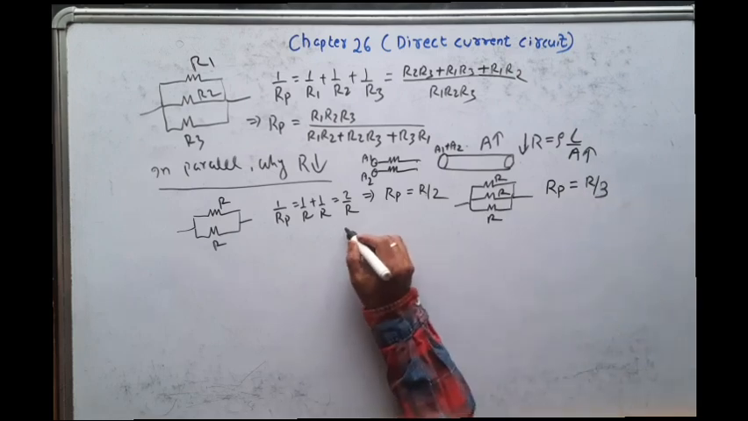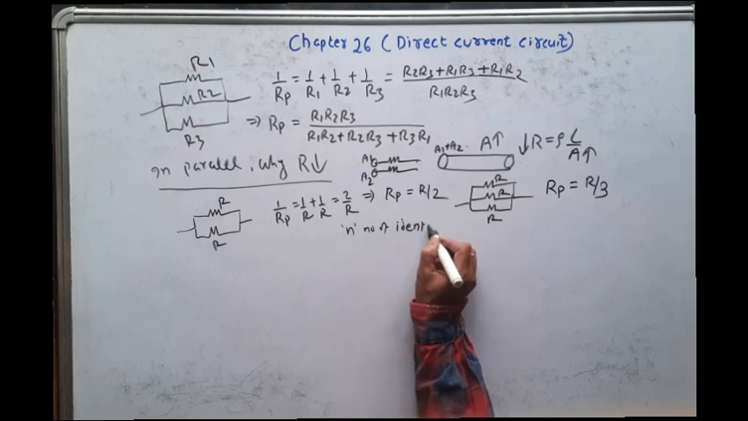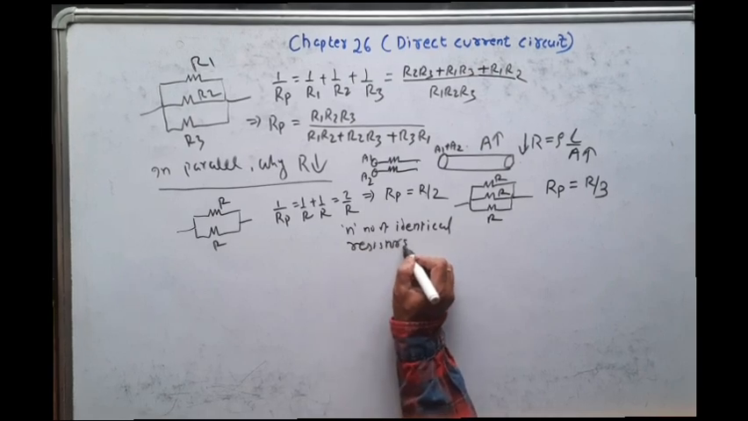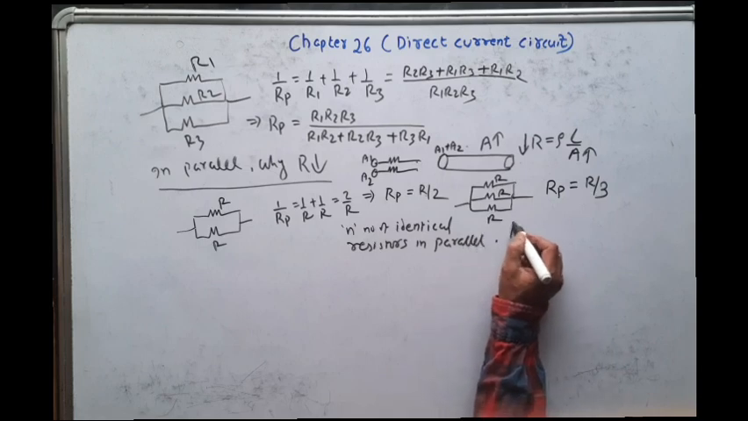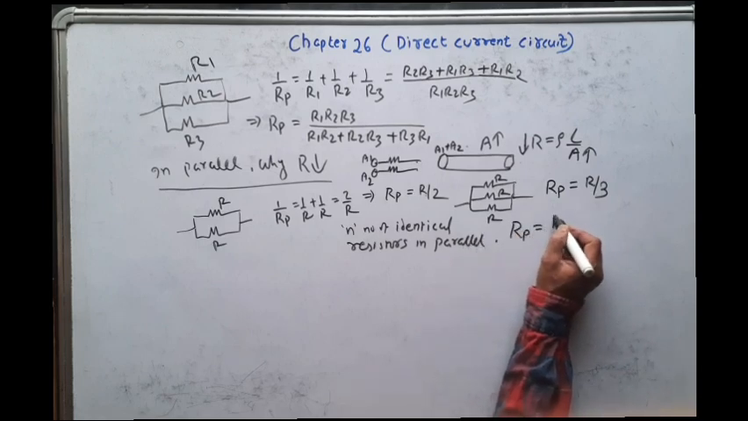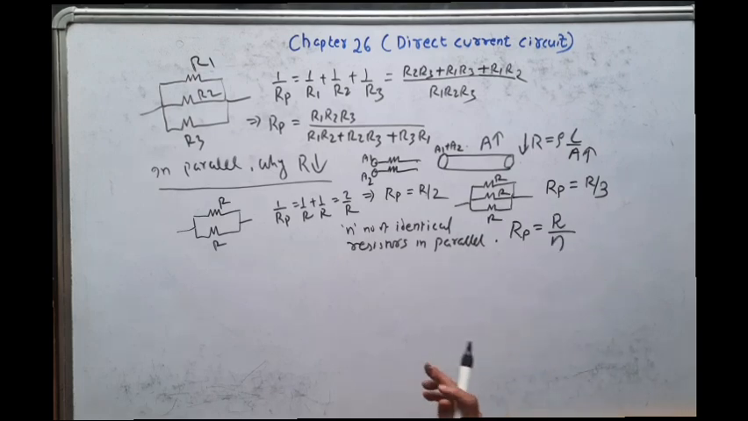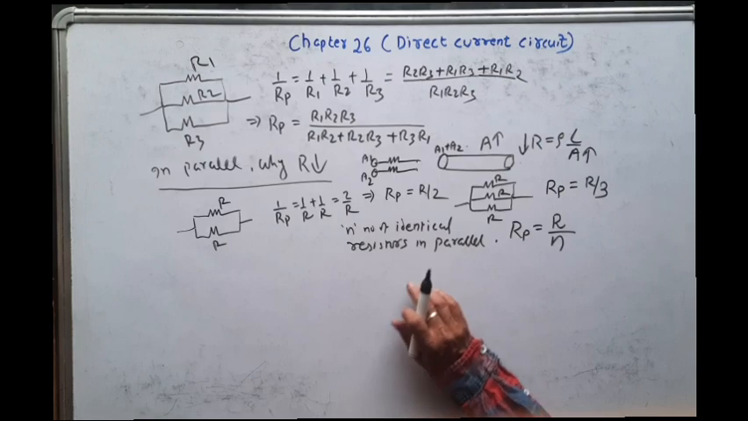Similarly, if n number of identical resistors are connected in parallel, then what is the equivalent resistance? It is the resistance of an individual resistor divided by n. So in this parallel combination, net resistance decreases.